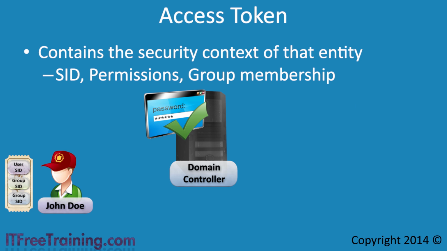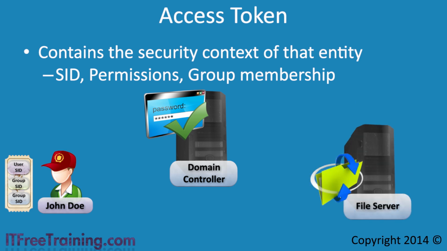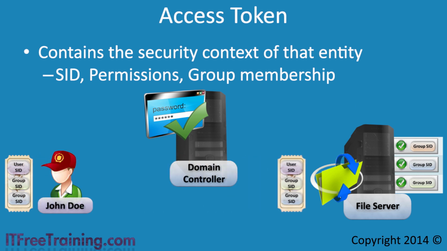Now that the user has an access token, they can use that access token to access resources on the network. Let's consider a server on the network with a file share. The file share has permissions assigned to it, which forms an access control list, or ACL. When the user attempts to access the file share, their token is transferred to the server. Once the server has the token, it compares the SIDs in the token with the SIDs in the access list assigned to the share. If it finds a match, the user is granted access. If no match is found, the user is denied access.